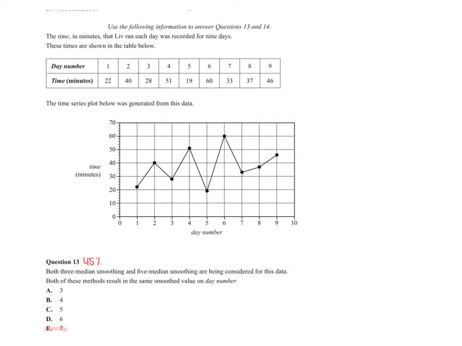Okay, so here we've got a number of days and the times that this girl Liv has run, 9 days. It says both 3 median and 5 median smoothing are considered for this data. Both of these methods result in the same value for on the day of what. So we normally do 3 median and 5 median smoothing on the graph. So I'm going to do the 3 in purple to practice that, and I'll do the 5 in another colour.